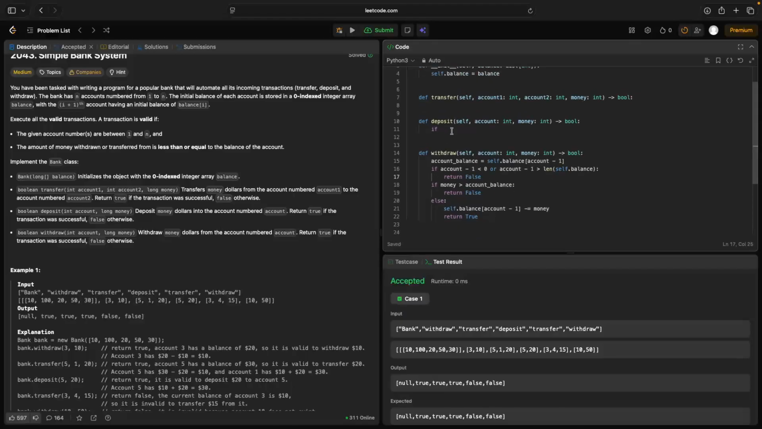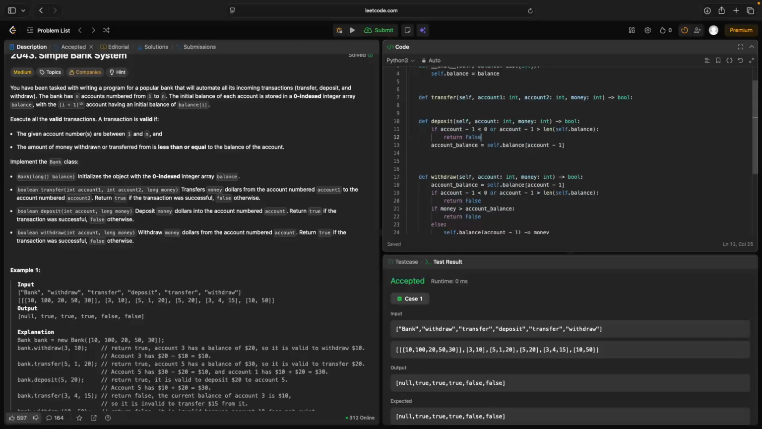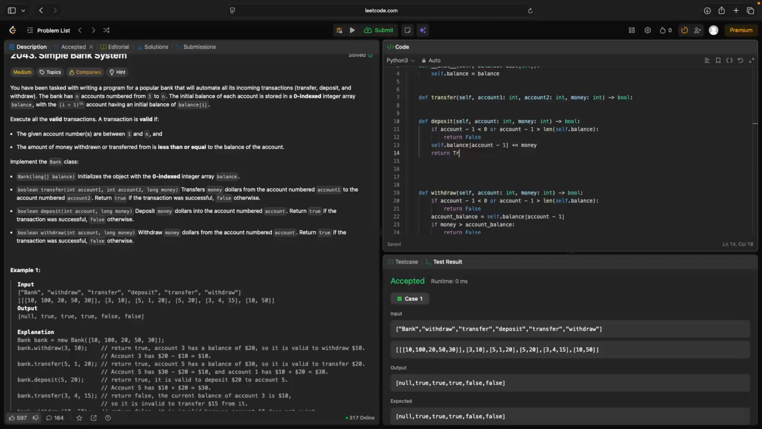Otherwise, we continue. So then we create another account balance here. And we do the same condition to make sure it's between 1 and n. And then in this case, we actually don't need this because we're not using it, and then we can add the money or deposit the money and return true.